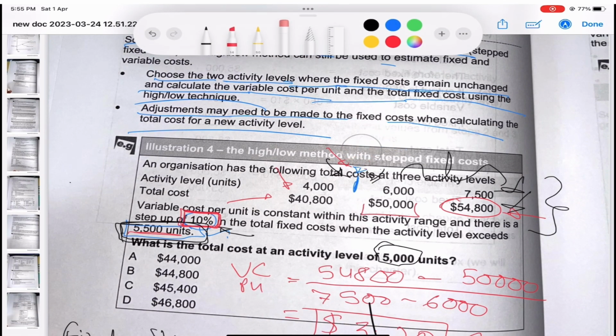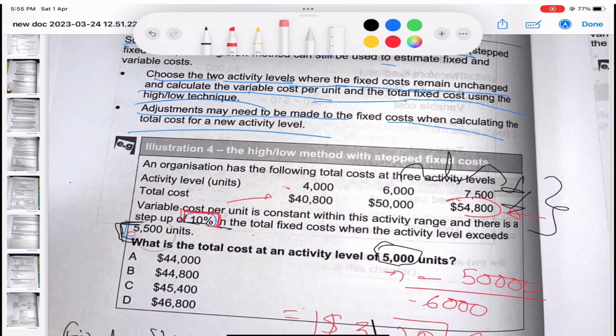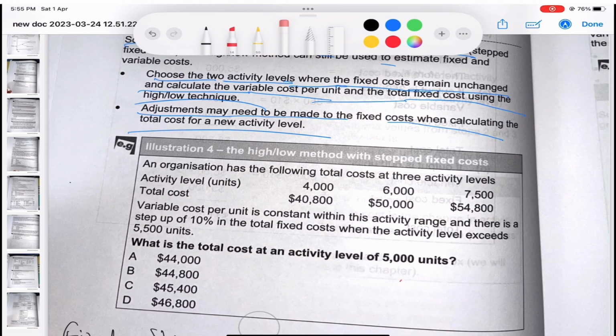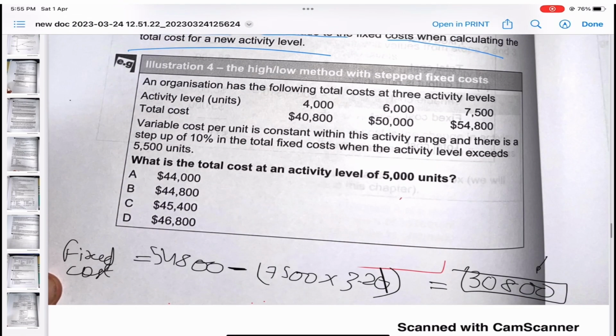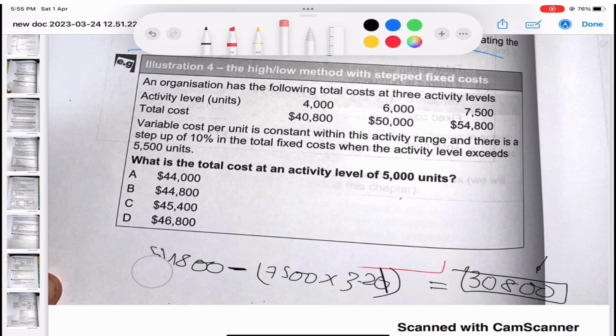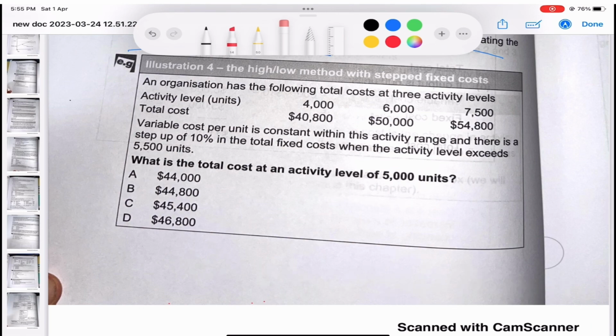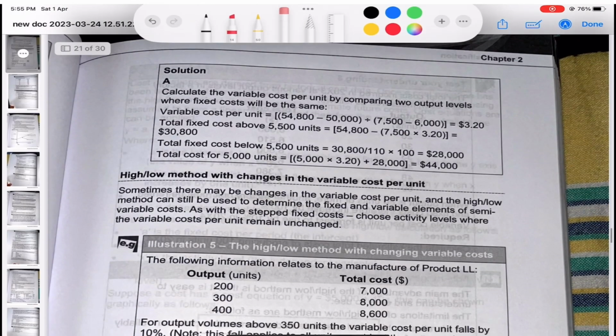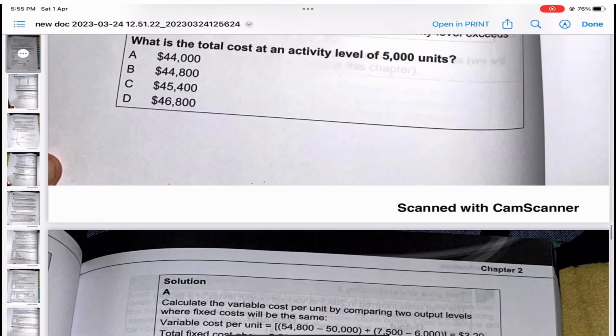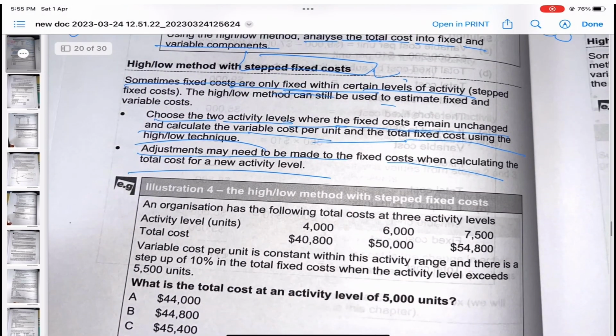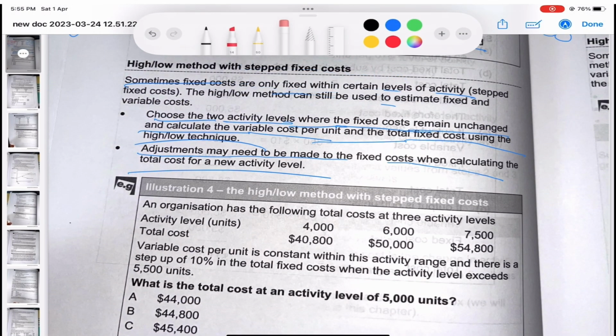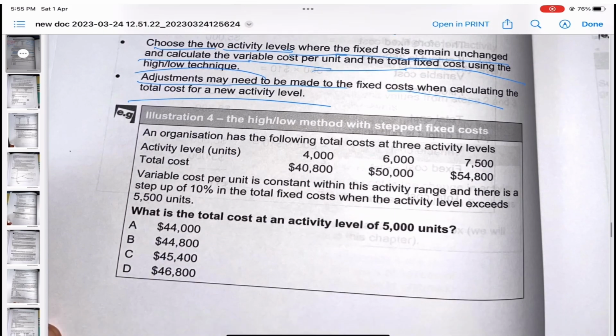Okay, now start solving illustration number 4 along with me. I will also do it, but first you solve it, and then you can discuss it with me or check your answer with mine. Alright, so we are going to do the high-low method the same way like we did in the previous questions.